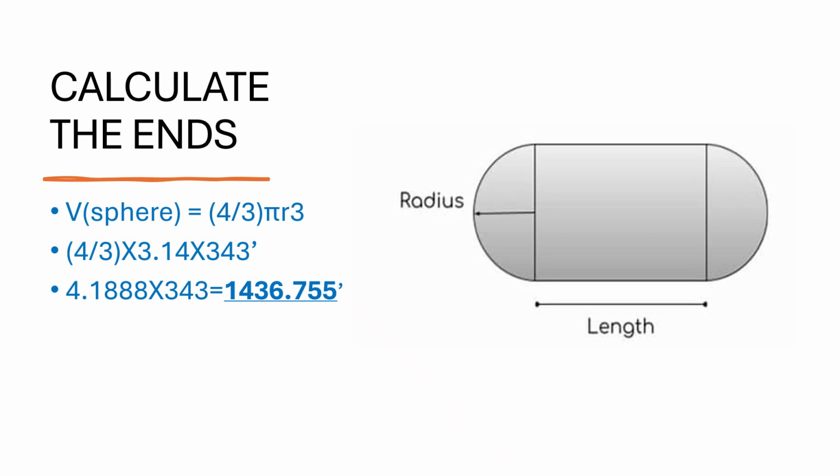So take 4/3 times 3.14 times 343, because 7 times 7 times 7 is 343 feet cubed. 4.1888 times 343 equals 1,436.755 feet cubed. And that will be the volume of just the ends.